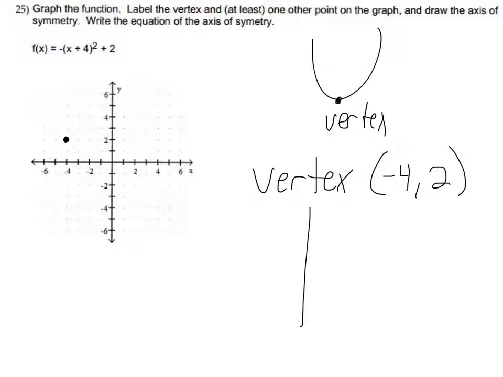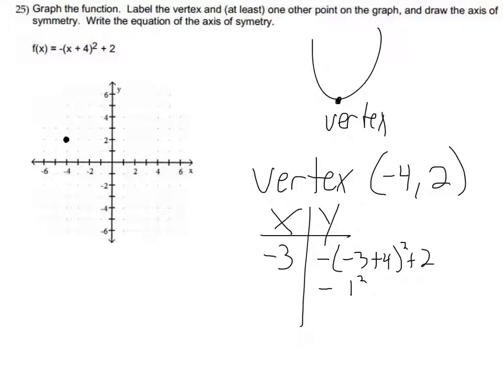Now that I know basically where the vertex is, I'm going to go one step away from there and try negative 3 and plug it in to get my at least one other point. Negative 3 plus 4 squared plus 2. That would be negative 1 squared plus 2. That is 1. Negative 3, 1. The symmetry gives us this negative 5, 1 as well.